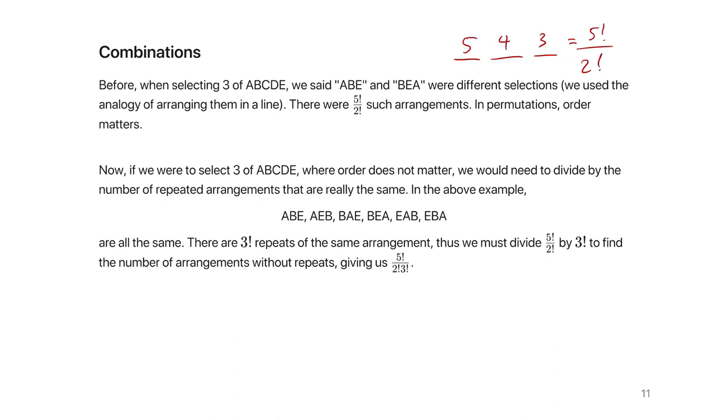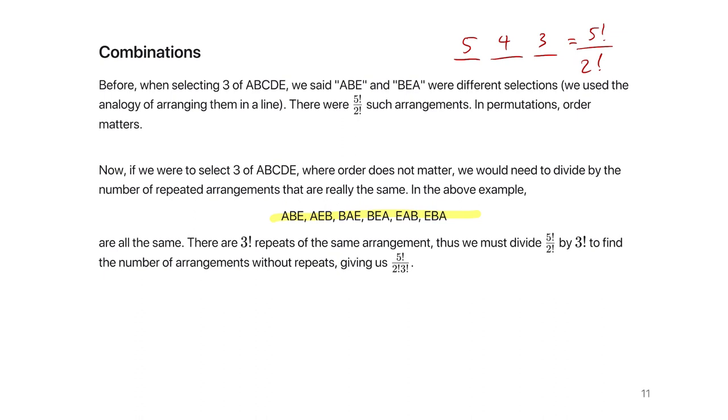Okay? But now the extension to that is, how many ways can I select 3 people from A, B, C, D, and E where the order doesn't matter? All I care about is who I have selected. Right? And now we should look at what 5 factorial over 2 factorial counts, and we see that each selection of 3 unique people was counted 6 times, right? We counted A, B, E, A, E, B, B, A, E, B, B, E, A, E, A, B, and E, B, A, right? Those are all really the same thing.